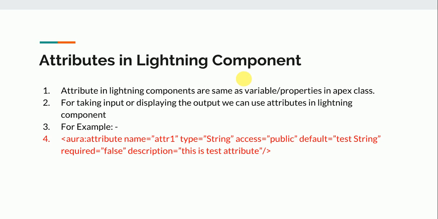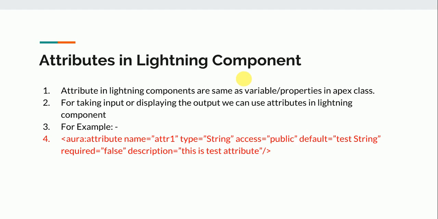Attributes in Lightning Components. Attributes are similar to the variables that we use in our Apex controller classes, the same as the variable properties we use in an Apex class. For taking input and displaying output, we use attributes in the Lightning Component.